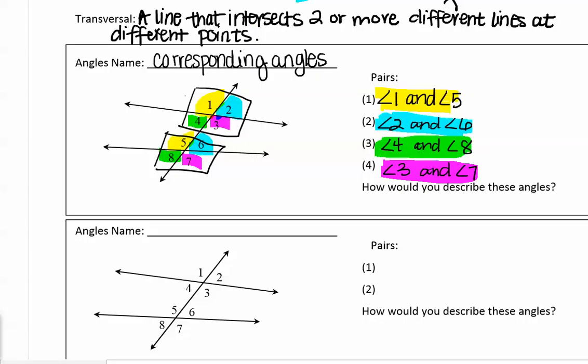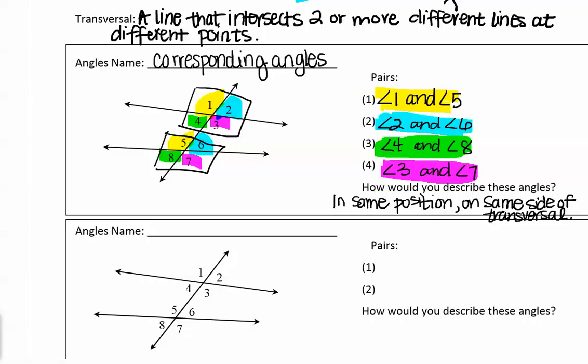So how would we describe these angles? Well, when you're looking at a pair, they're in the same position. You could also say they are on the same side of the transversal. Okay, so we have angle 1, you see, is on the left of the transversal, and angle 5 is on the left of the transversal. That's what I mean.